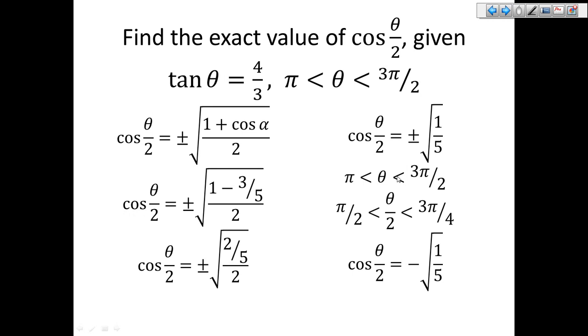Now you also need to do this when you're using double angle formulas. You need to pay attention to where theta is and then figure out where 2 theta is to make that decision whether it's positive or negative. Okay, that's it. I hope you wrote all those down. If you didn't, I guess I'd suggest that you back up and write them down now.